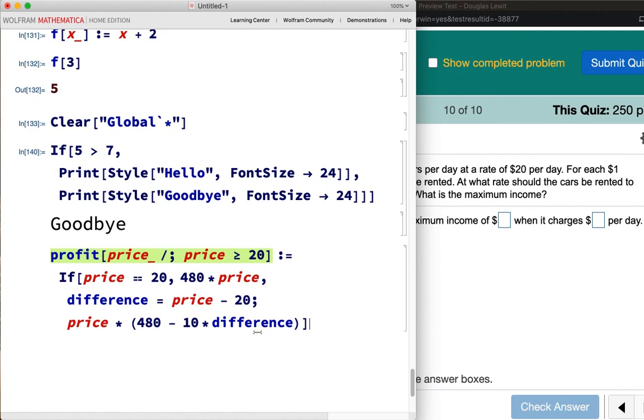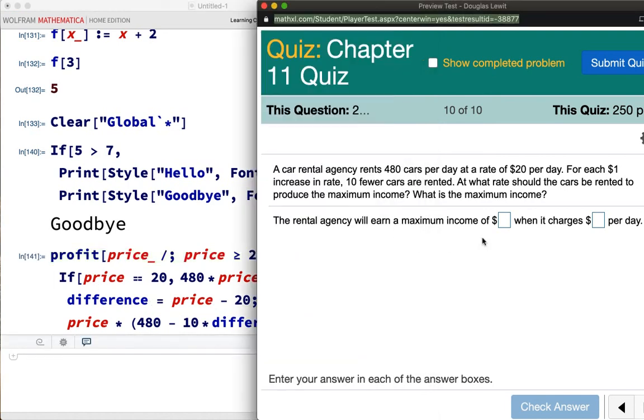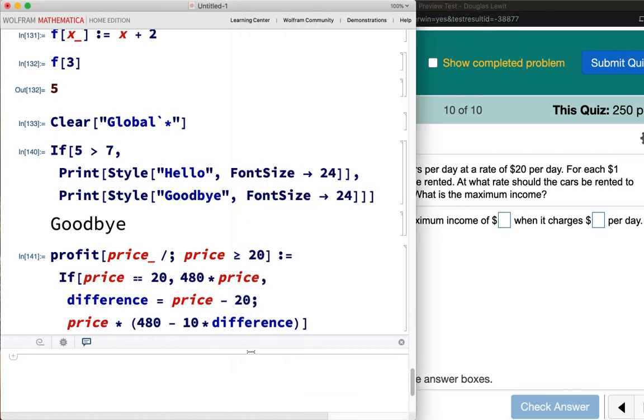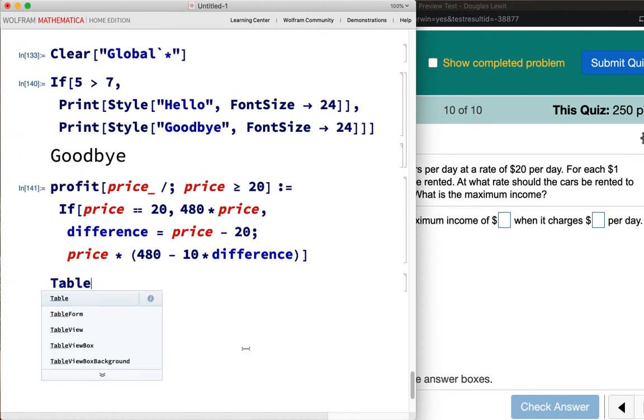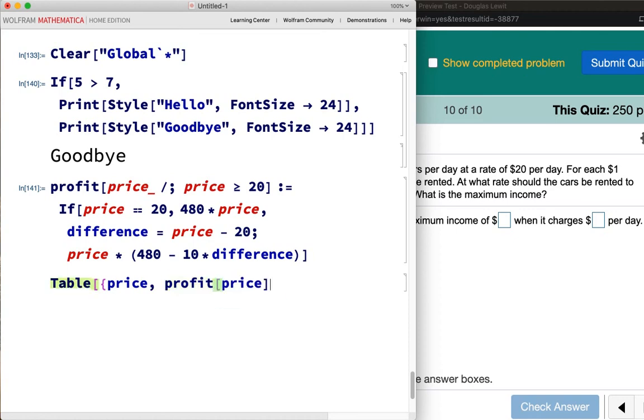Let's see. So I'm going to have the price. For each dollar increase in rate, 10 fewer cars are rented. So sure, a minus 10 times the difference. So table: price, profit of price.